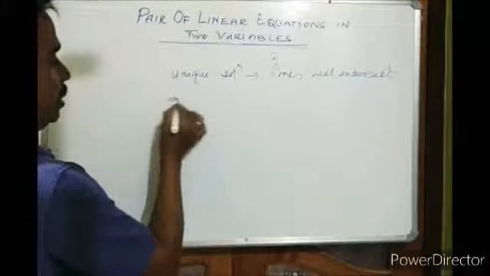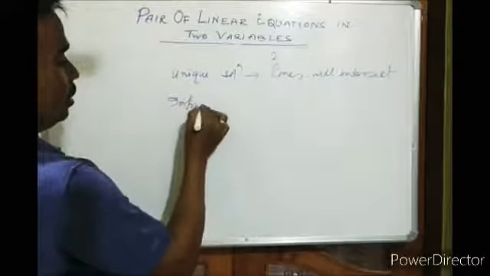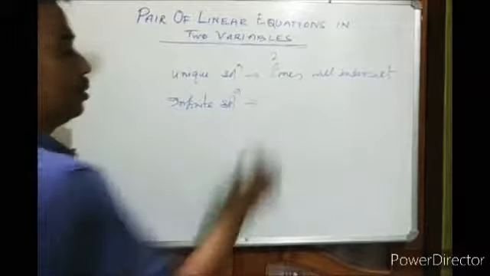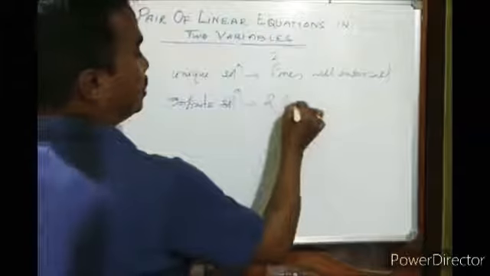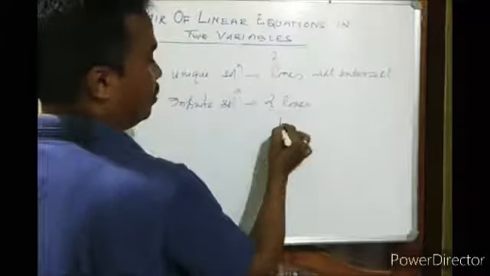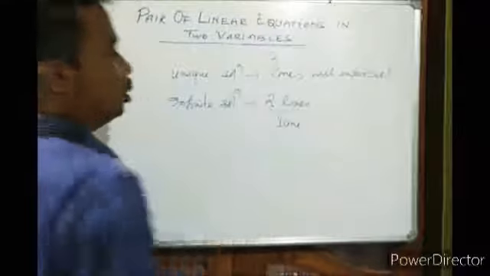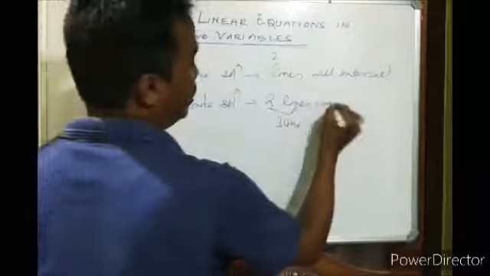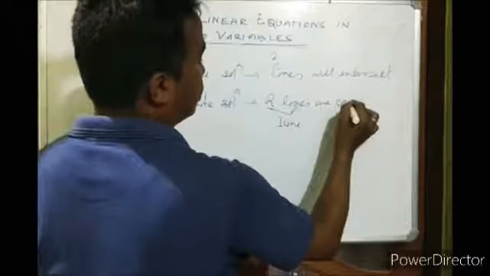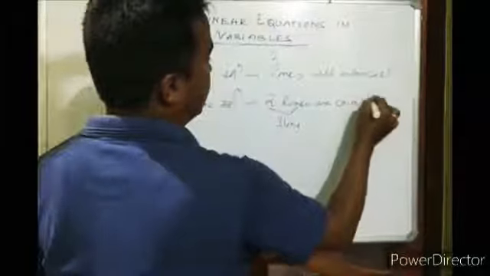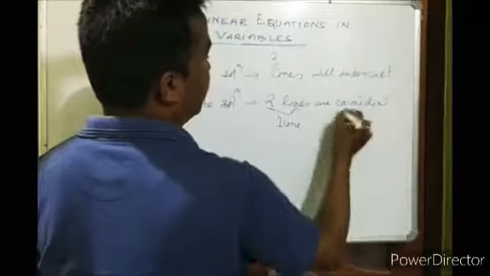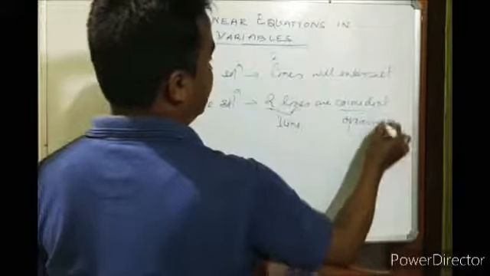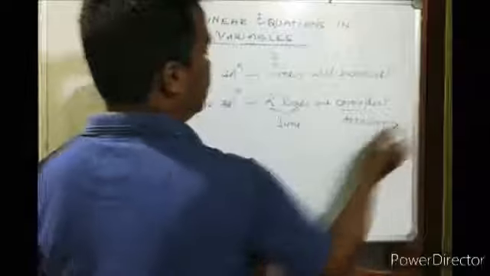If infinite solutions, the two lines will become one line. They are coincident, or they overlap. Overlapping lines will be there.